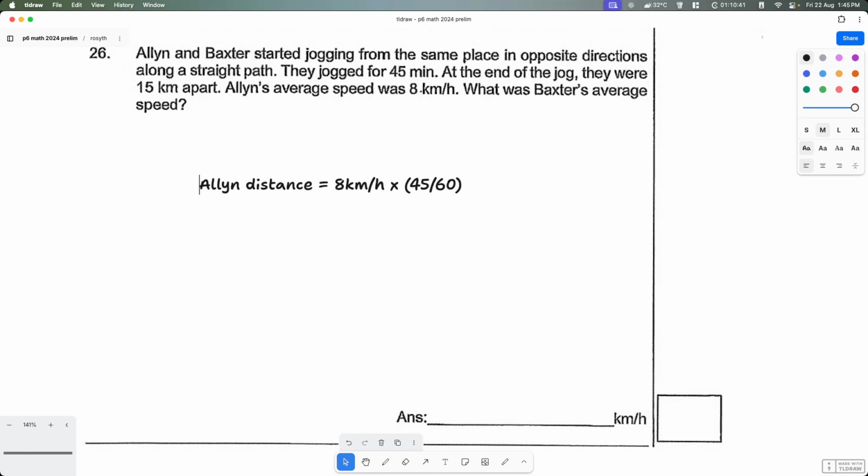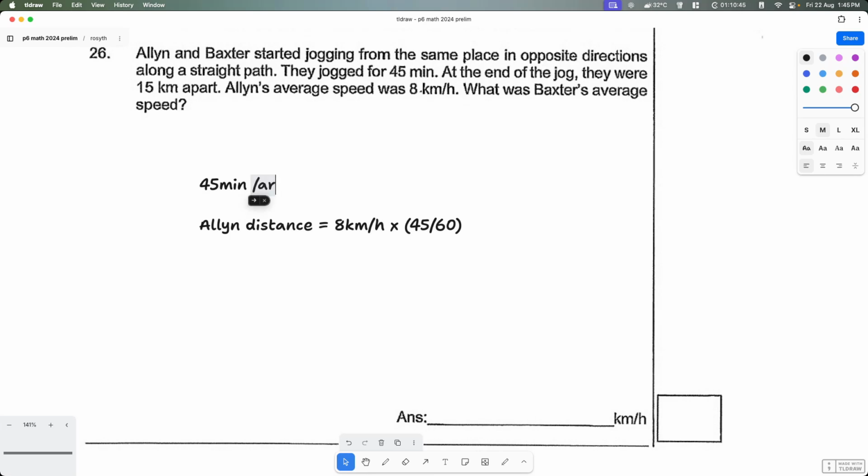45 minutes is equal to 45 out of 60, which, if divided by 15 each, is 3/4 of an hour. So this will be 3/4 hour, which is basically 8 divided by 4 times 3, which is equal to 6 kilometers. So Aline's distance is 6 kilometers.